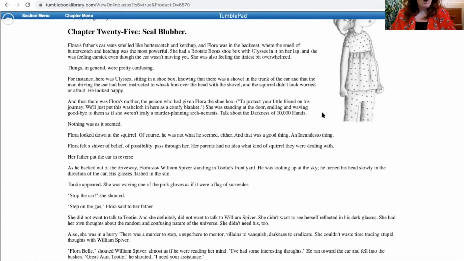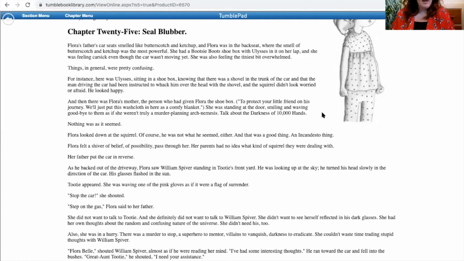Flora's father's car seat smelled like butterscotch and ketchup, and Flora was in the back seat, where the smell of butterscotch and ketchup was the most powerful. She had a bootsy-bot shoebox with Ulysses on it in her lap, and she was feeling carsick even though the car wasn't moving yet. She was also feeling the tiniest bit overwhelmed. Things, in general, were pretty confusing. For instance, here was Ulysses, sitting in a shoebox, knowing that there was a shovel in the trunk of the car, and that the man driving the car had been instructed to whack him over the head with the shovel, and the squirrel didn't look worried or afraid.